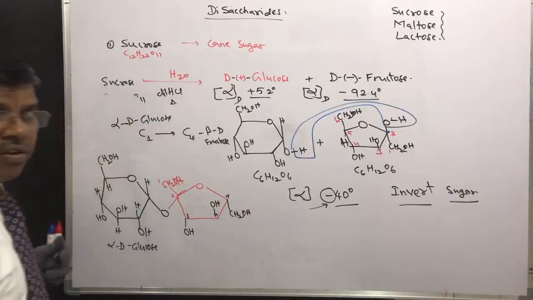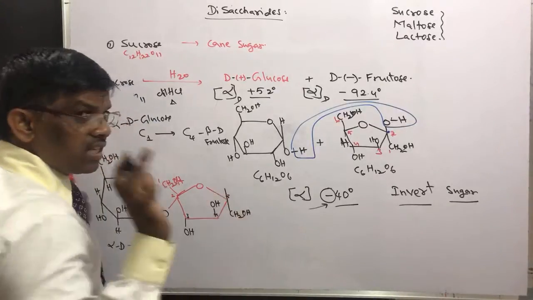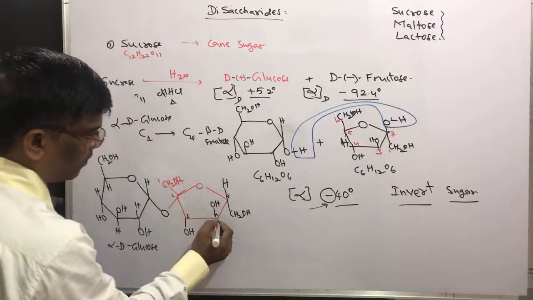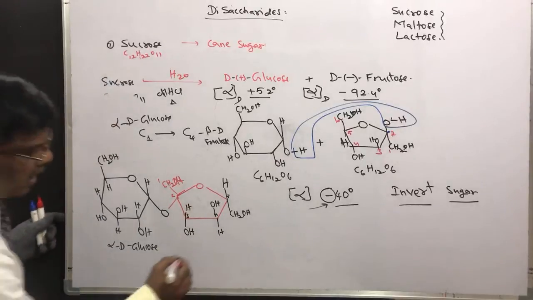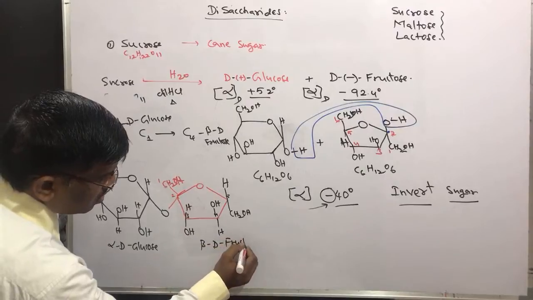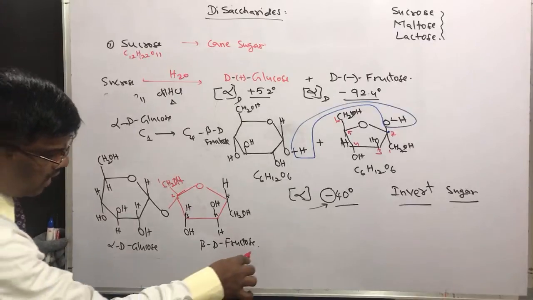And dear students, in your NCERT book, it is given OH here. OH is wrong. Simply only hydrogen will be here. Yes? So this is beta D fructose. Yes? So beta D fructose. Alpha D and beta D.